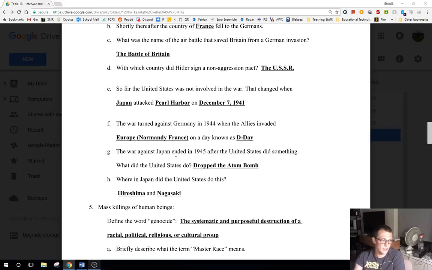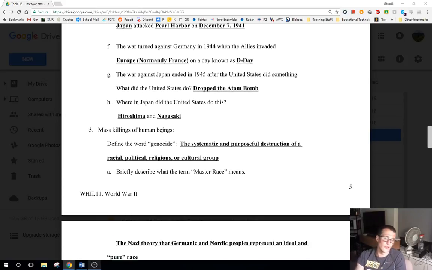So then, from a genocide standpoint, the mass killings of human beings, right, that is genocide. It's a systematic and purposeful destruction of a racial, political, religious, or cultural group. And I think that's the whole idea, is that this is a purposeful situation trying to get rid of every single one of these people.